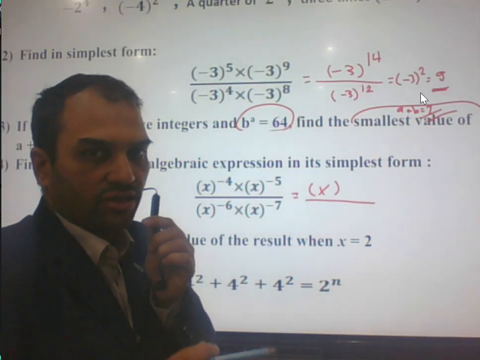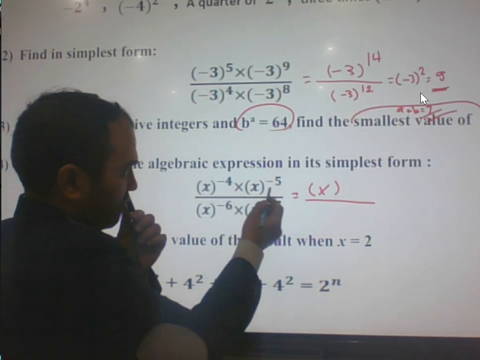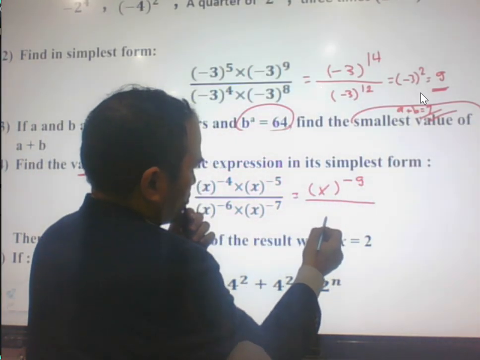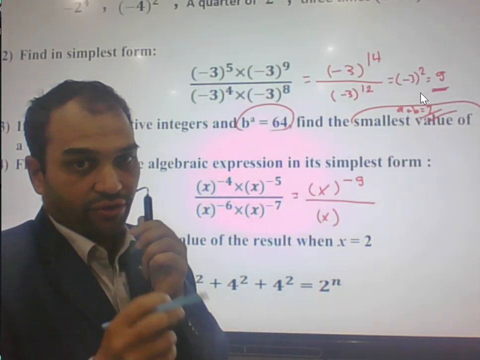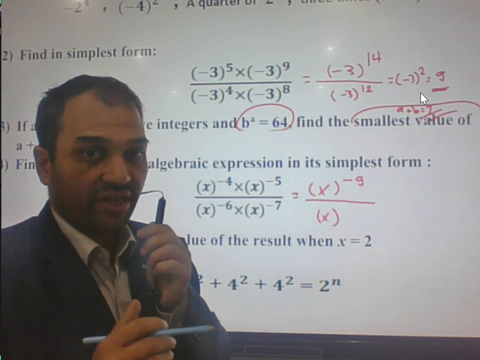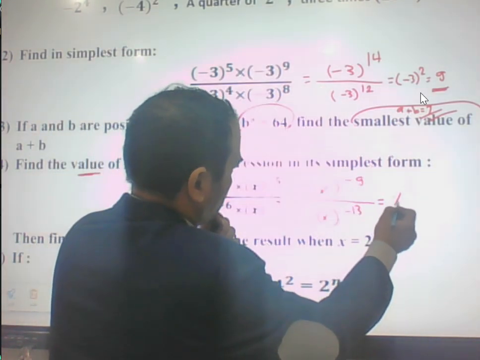We must collect the powers here. Negative 4 plus negative 5 will be negative 9. You can collect two powers here. In the numerator, we have x also negative 6 minus 7. You can collect because you multiply, okay? Negative 6 plus negative 7 equals negative 13. Right here, negative 13. And next step, we can divide it.